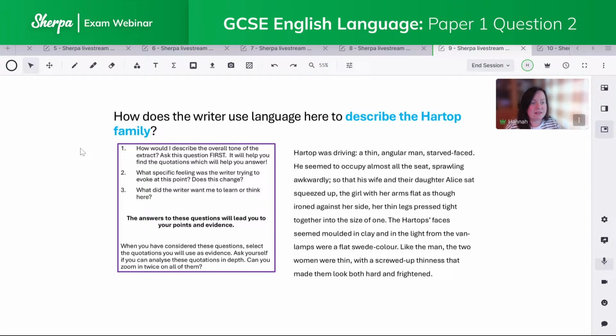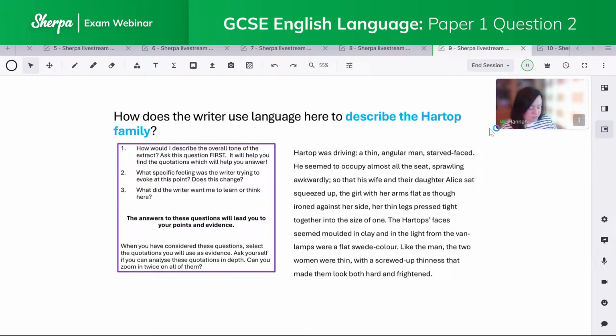All of those words suggest to me a quite claustrophobic kind of feeling. It's a feeling of discomfort and awkwardness. They're a family, but they don't seem very happy. So the overall tone, I might say awkward, unpleasant, claustrophobic, that feeling of being enclosed. All of those things are going to help me think about how the writer describes the Hartop family.